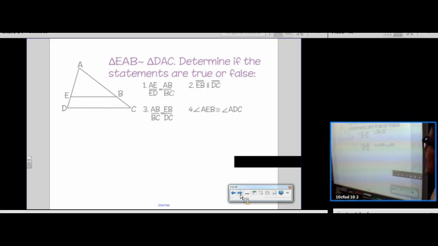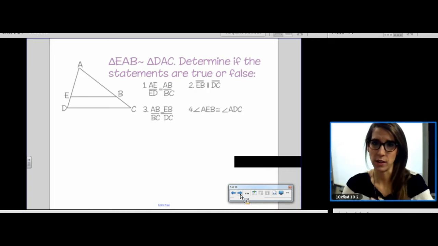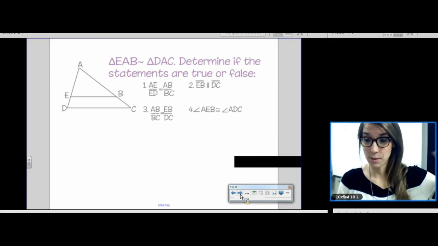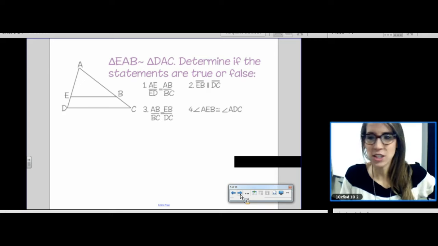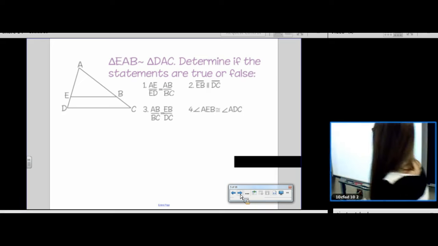Triangle EAB is similar to triangle DAC. Determine if the statements are true or false. These are the questions that the district loves to put on our tests, on our TEKS test that we're going to get for our final. These are good problems where you're not just solving for X. These are critical thinking ones. All right, so true or false?